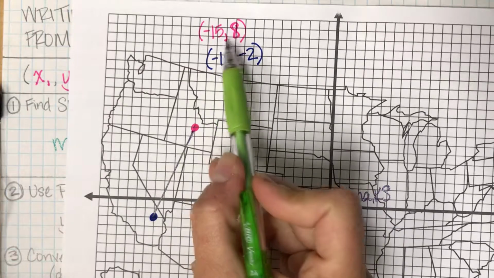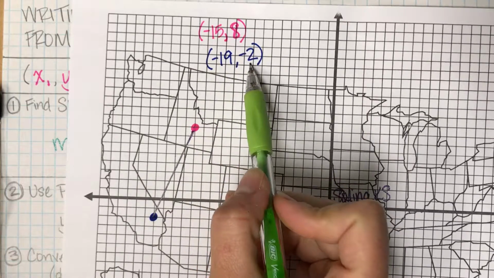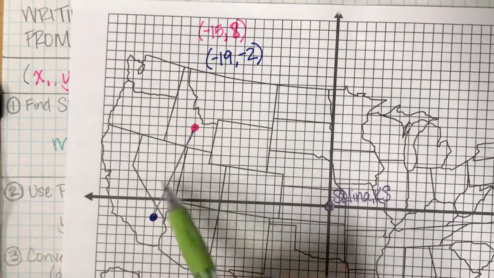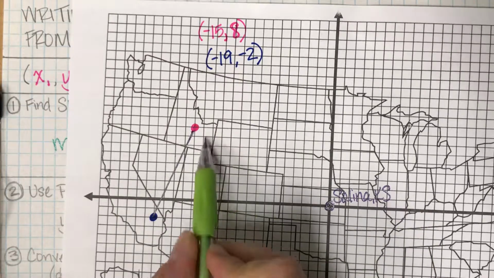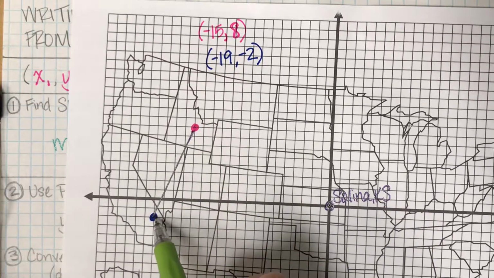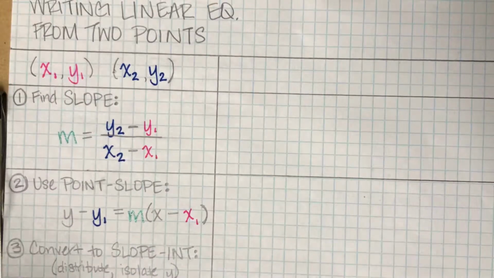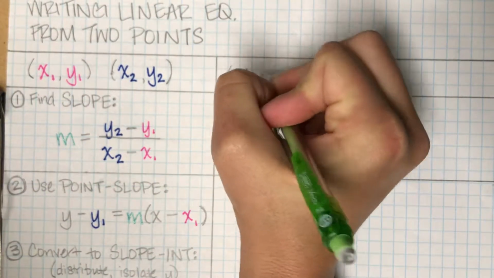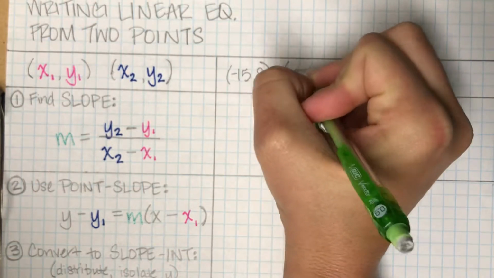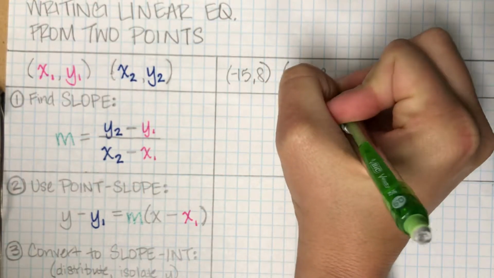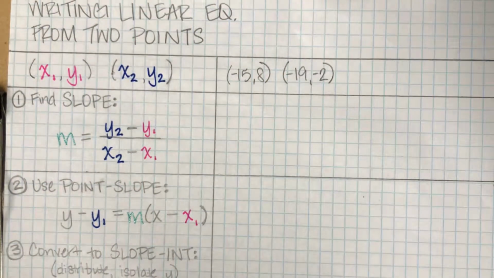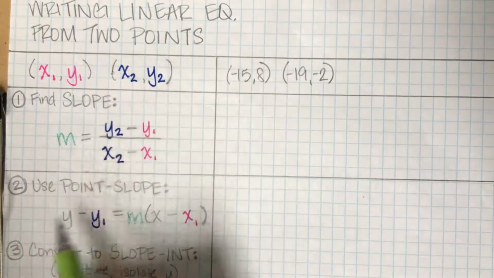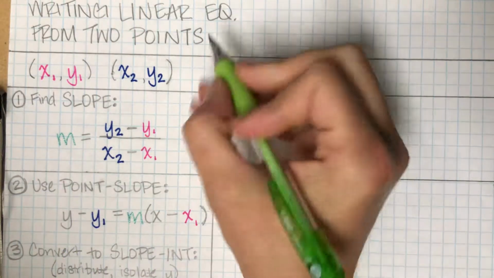So I have my 2 coordinates here, negative 15, 8, and negative 19, negative 2. You can see my 2 points. So I don't know, maybe I went from Salina to the first, the pink dot, and now I'm going to the blue one. So you're going to have 2 sets of coordinates. Here I've got negative 15, 8, and I have negative 19, negative 2. You want to be really careful to write those coordinates correctly, or else all your math is going to get messed up. Now, to find the slope, the first thing I'm going to have to do is find the slope.